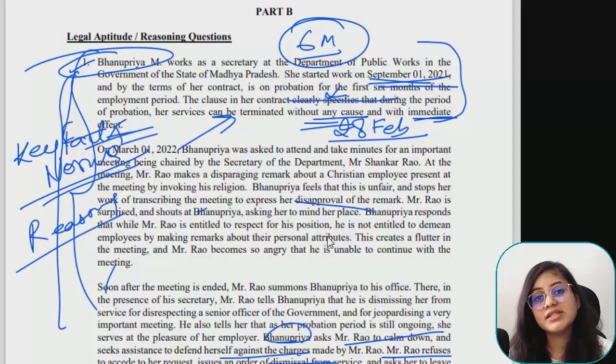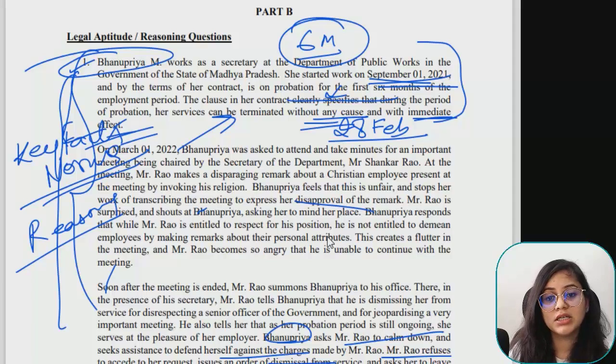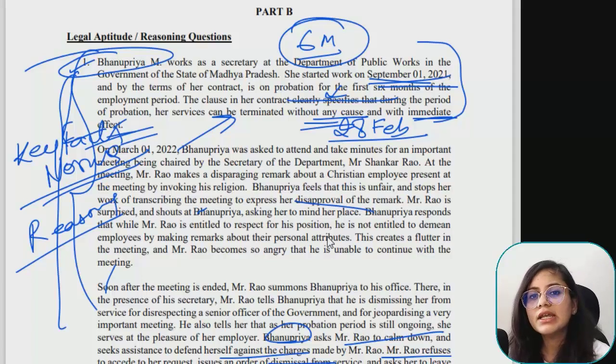Then the second key fact is that she was asked to take minutes of the meeting and she did not, and in the middle of it she stopped taking those minutes. Another key fact is that the senior made remarks against an employee based on religion. Then another is the officials' contention that she jeopardized this meeting due to her behavior. So all these are key facts.